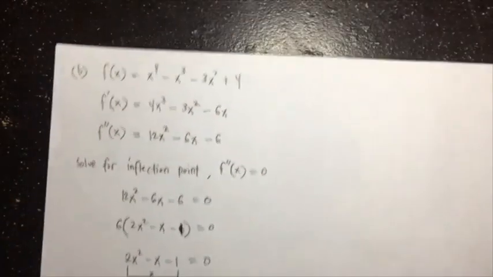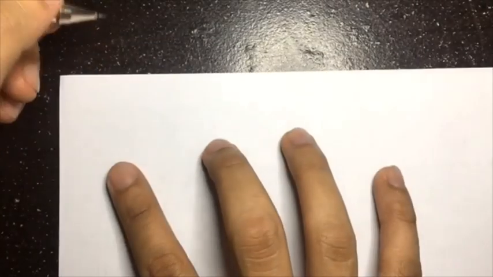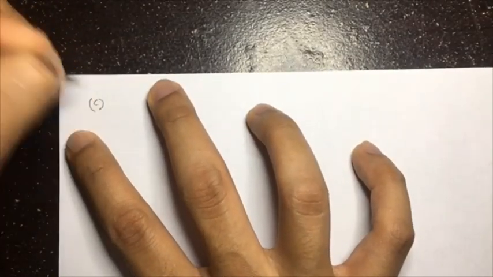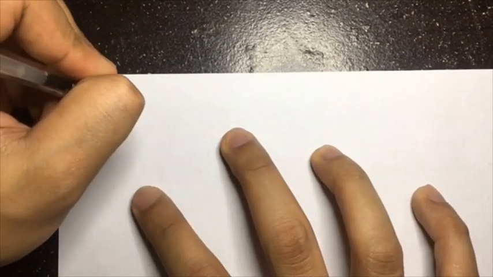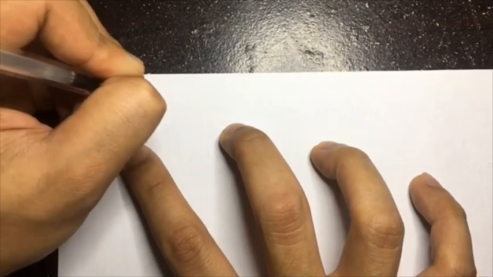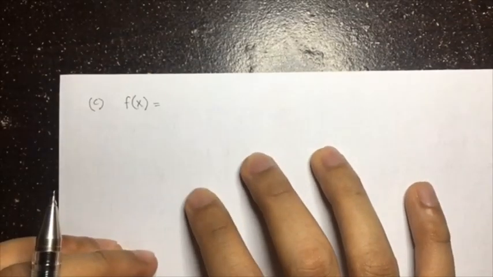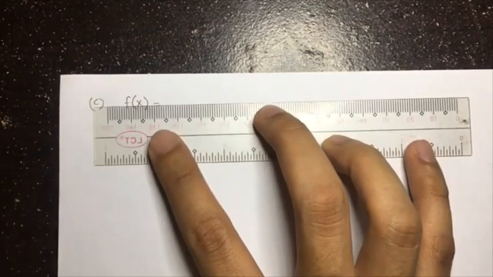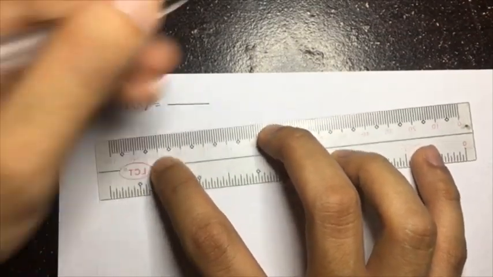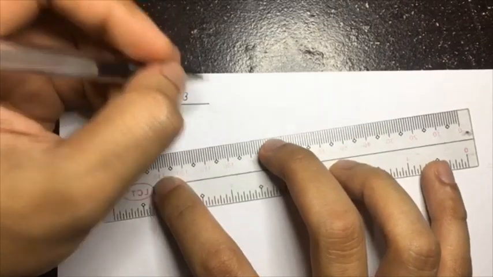Okay, so for the last example, let's have letter C. For letter C, f of x is equal to 3 over x plus 1.